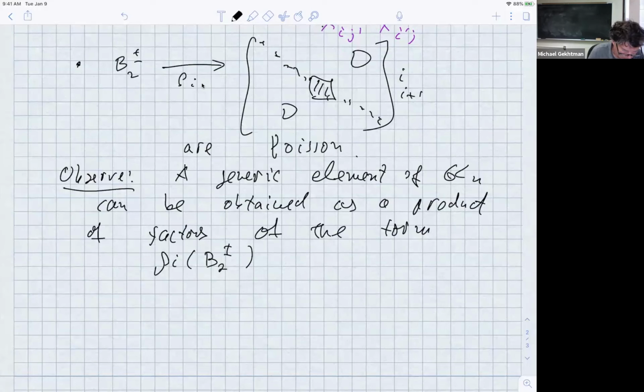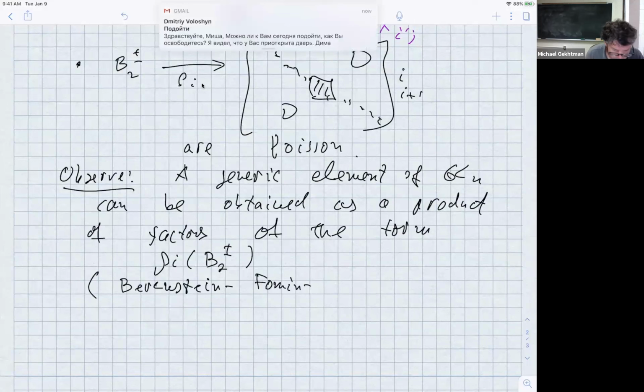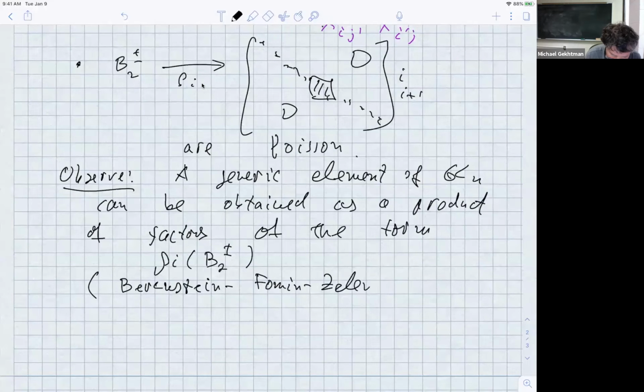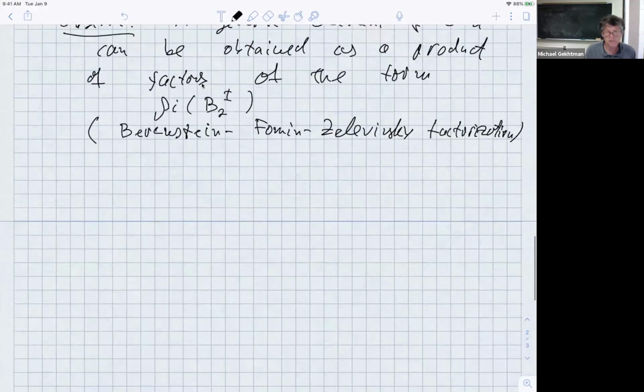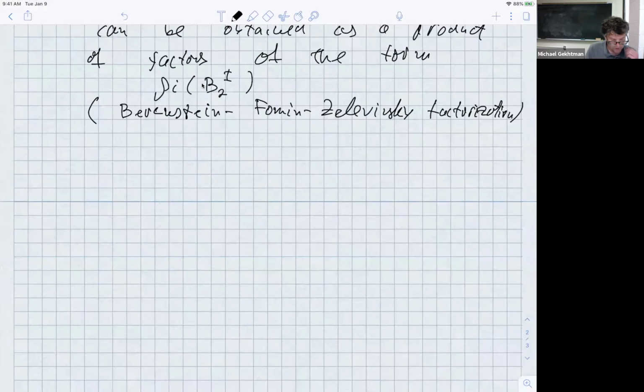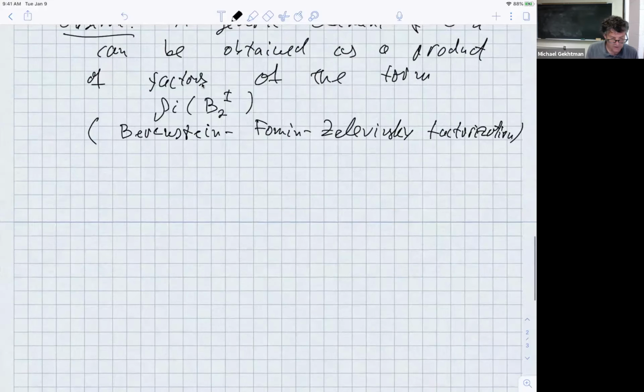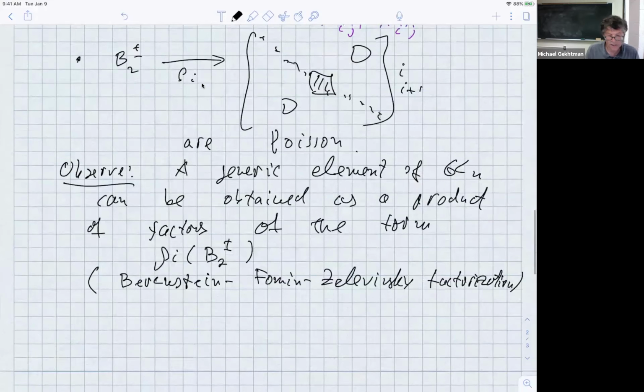Here I am actually just briefly referring to the Vainshtein-Levinsky factorization. All right, so let's just illustrate the situation by first replacing the simple matrices that live in B2 plus or minus with pictures.